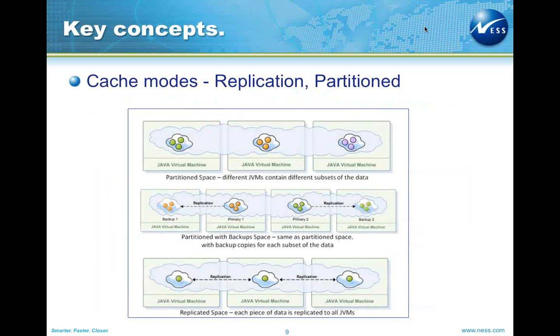So how is data stored in an IMDG? Do we end up storing all the data in all the nodes or only in some nodes? There are two main differentiations among data storage. One would be replication, wherein each object in each node is also present in each and every other node in the cluster.